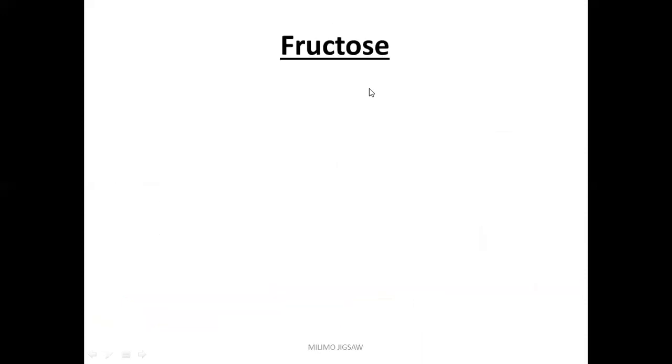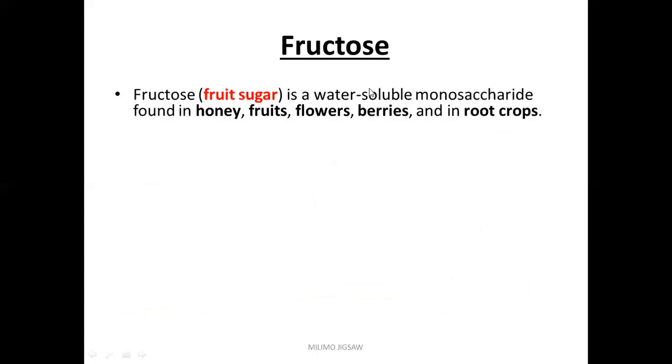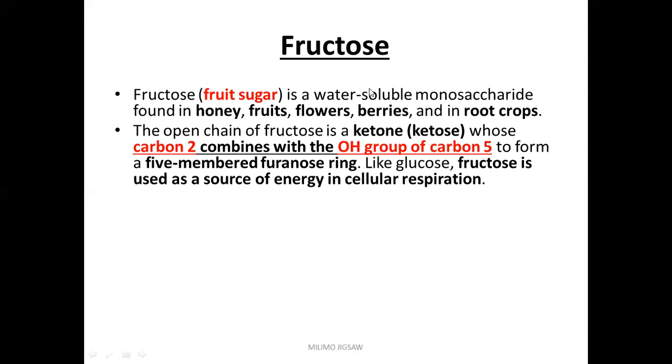Then the other hexose sugar is fructose. The other name for fructose is fruit sugar. So it's a water-soluble monosaccharide and is found in honey, fruits, flowers, berries, and also in root crops. And remember, in the open chain of fructose, as we saw earlier, fructose has a ketone.